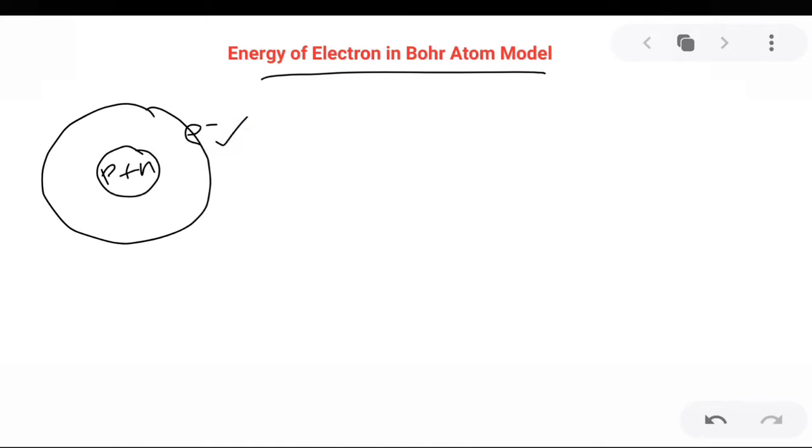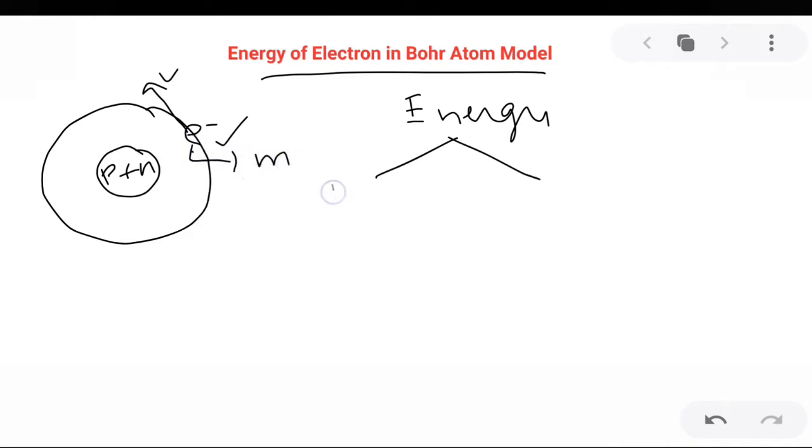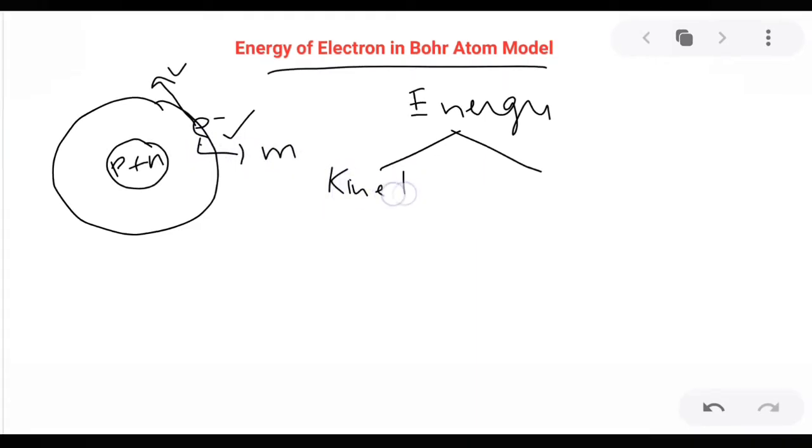Now, what kind of energy does it have? It has two kinds of energy. Why two kinds of energy? One energy is due to the orbital motion. It is moving with speed v, and suppose it has mass m. So it will have kinetic energy, given by half mv square.